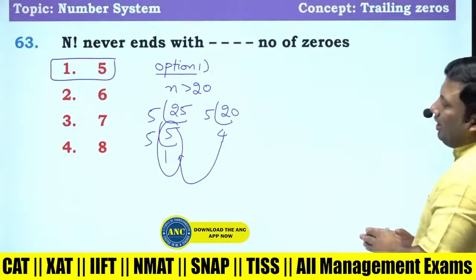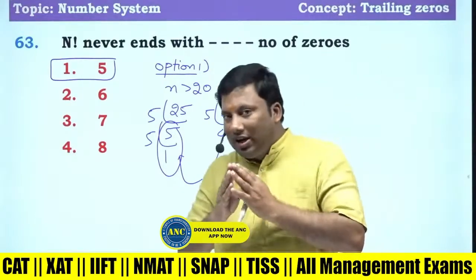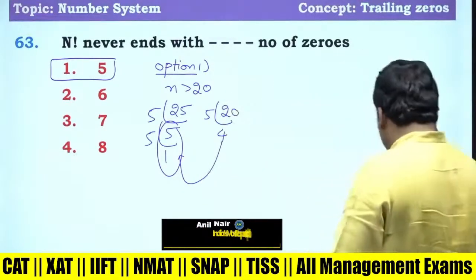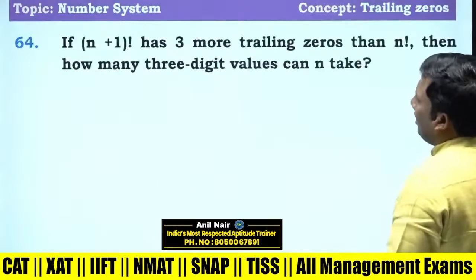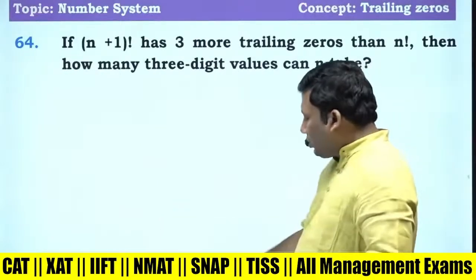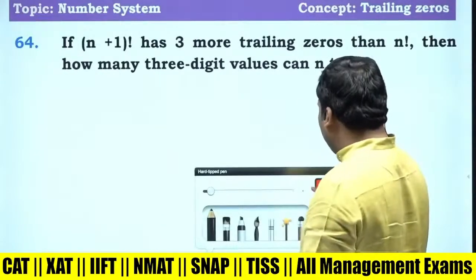N factorial ends with x zeros, so N is greater than 4x. Idea clear? Next one. 64th question. Listen carefully to this question, sir.